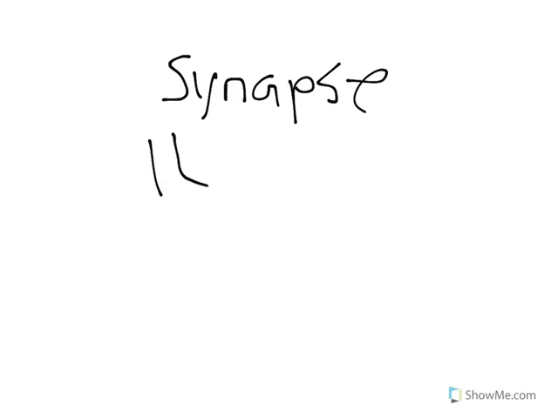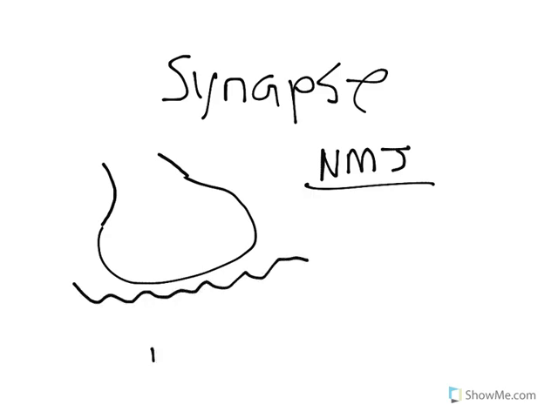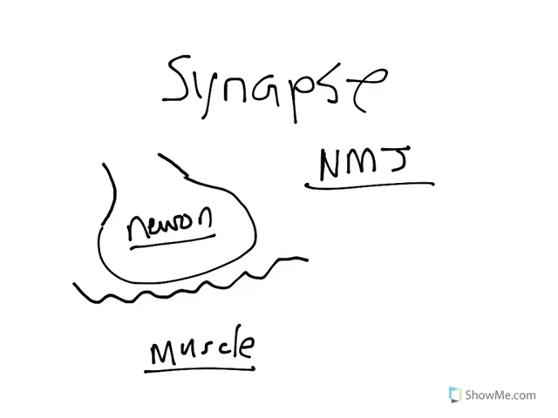That's when two cells come together for communication with each other. So there's going to be some kind of communication occurring between two particular cells. In this case, this particular synapse is called a neuromuscular junction, or NMJ. So there must be a neuron and there must be a muscle fiber, or a muscle cell. So there are two cells, neuron and muscle, who are going to talk to each other at a synapse.